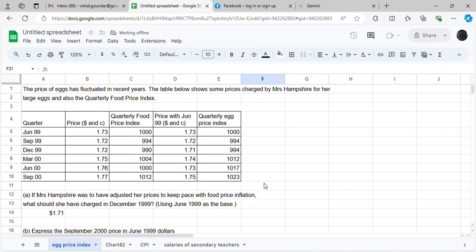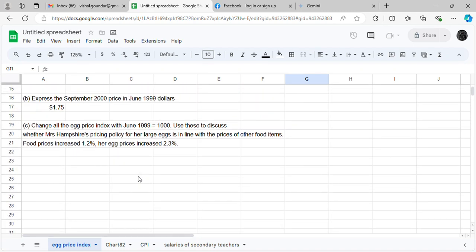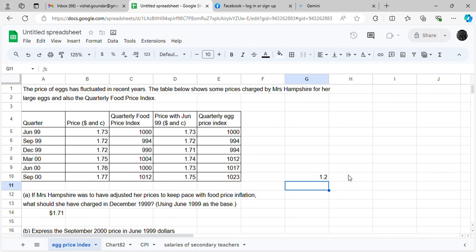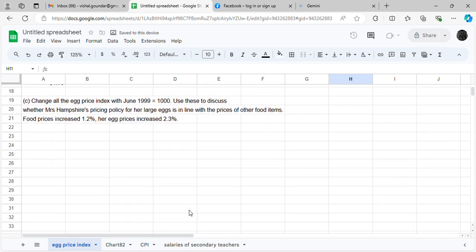So that 1.2% is coming from 1012 minus 1000. So 12, that will be 12 divided by 1000 multiplied by 100, and that's 1.2%. So the quarterly food price index increased by 1.2%, and the quarterly egg price index increased by, so from 1000 it increased to 1023. So there was an increase of 23 units divided by 1000 multiplied by 100, and that's 2.3% increase. Her egg prices increased 2.3%.